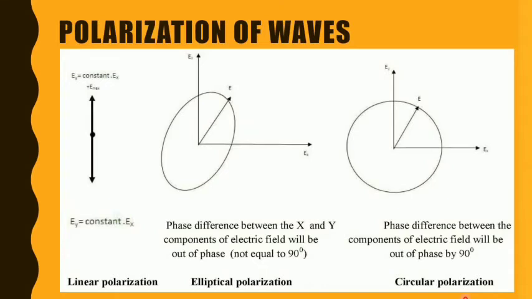Now this is a thing which we can see. This states the linear polarization, where Ey is equal to a constant times Emax. Now in the elliptical polarization we see that the phase difference between the X and Y components of the electric field is not equal to 90 degrees. And in the circular, the components of the electric field will be out of phase by 90 degrees. That means the phase difference here will be 90 degrees, whereas in elliptical it will be not equal to 90 degrees, and here Ey is equal to a constant times Emax.